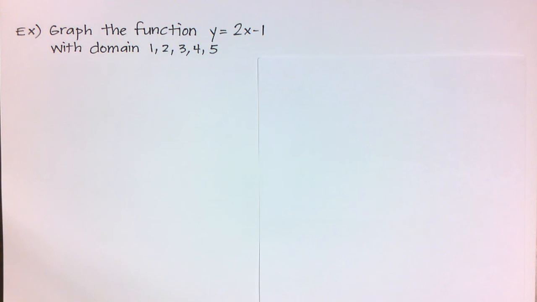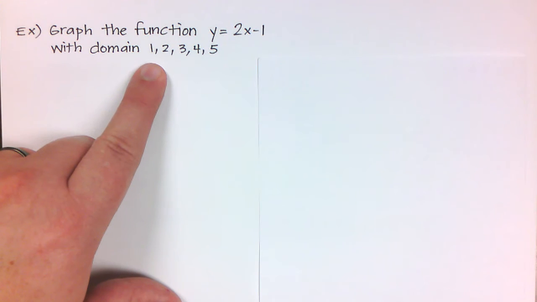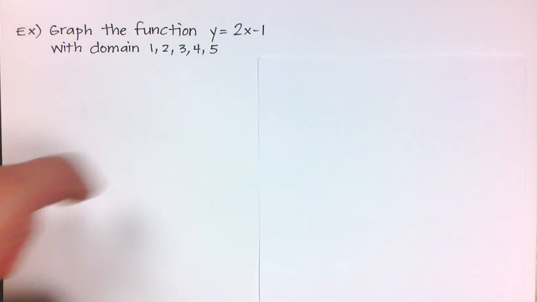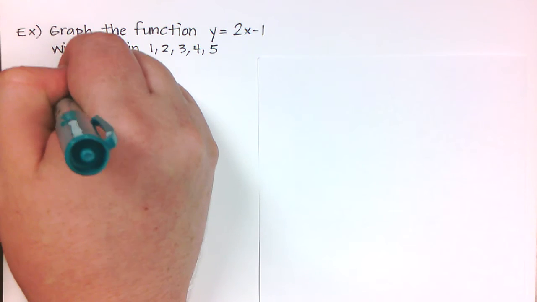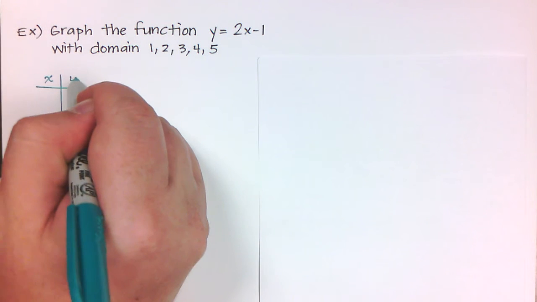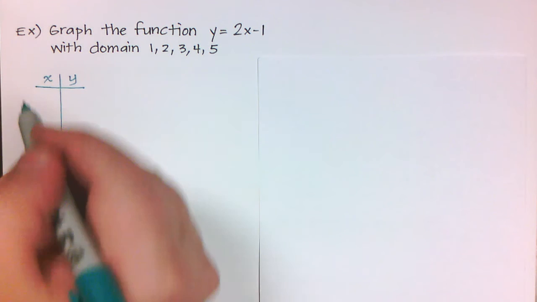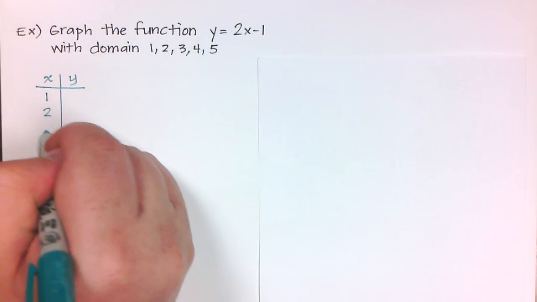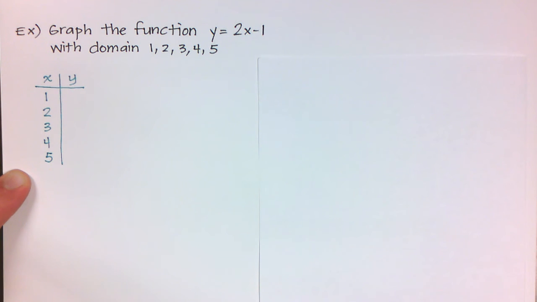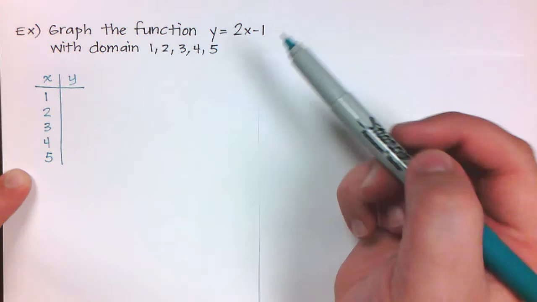So let's start with a brand new one. This time I'm actually given the function y is equal to 2x minus 1. Okay, so I'm given the equation and I'm told the specific values that I'm going to plug in to this function for the domain. So let's go ahead and make ourselves a table where I have my x's and my y's. Okay, and I'm going to write down the 1, the 2, the 3, the 4, the 5 in the x column because that's my input, that's the domain. And let's plug it in.